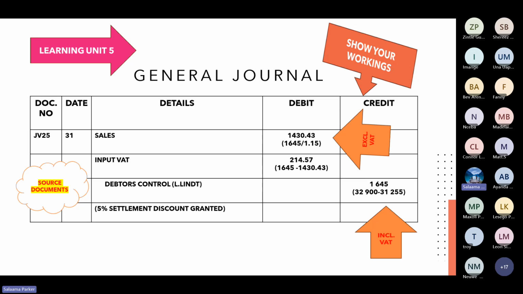Into sales will be the exclusive amount, into debtors control will be the inclusive amount. Okay, and as Bev mentioned now, debtors control will always be the bigger amount, and sales in this example will be the smaller amount. Okay, right. And any questions there regarding this? And show your workings. Okay.